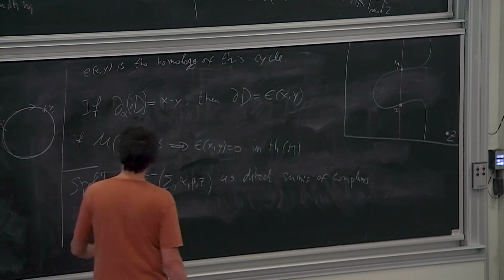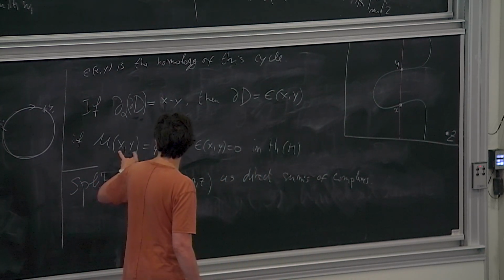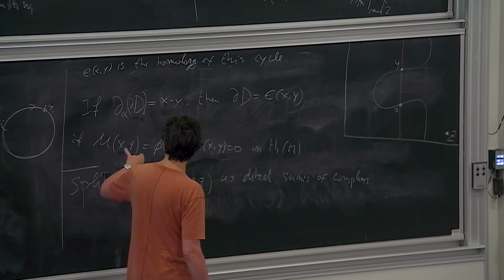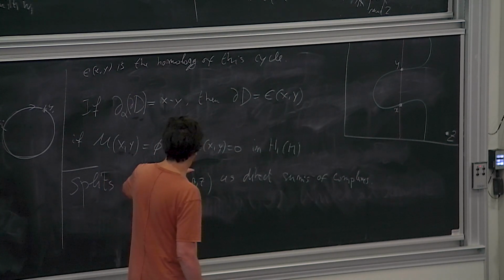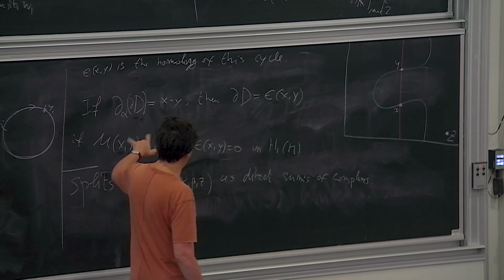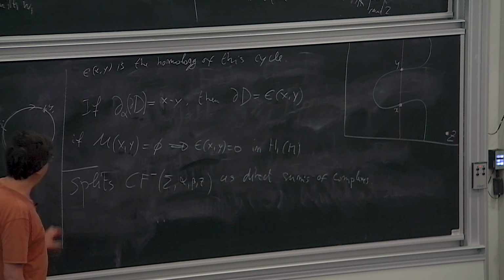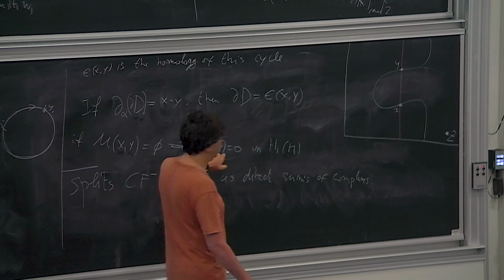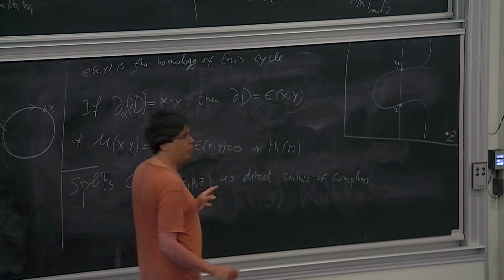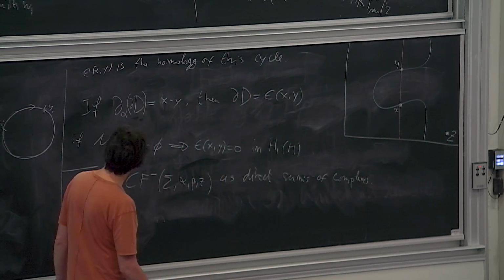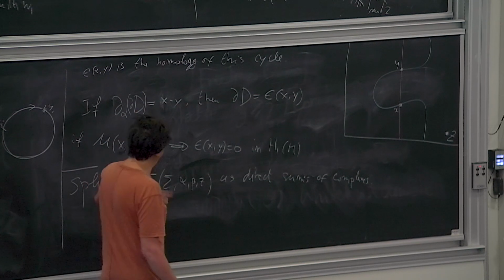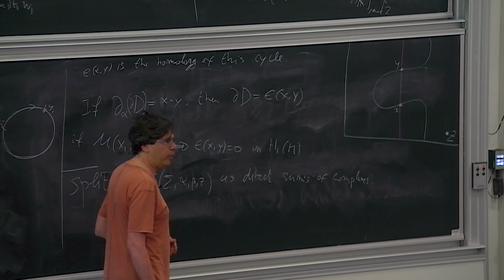So two elements belong to the same summand if and only if epsilon between them is equal to 0. However, this is not particularly intrinsic because it depends a lot on the diagram and also on the pair of things. It's not easy to identify the summands. So we want to define a more intrinsic way, and that's where spin-C structures come into the game.